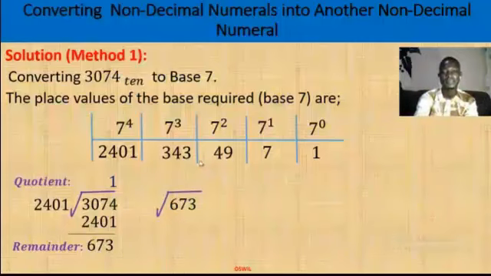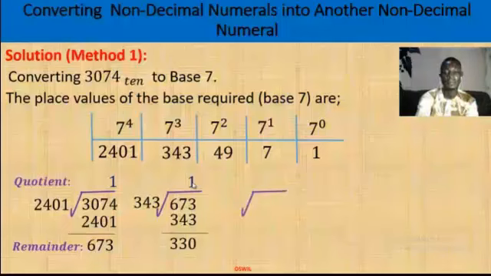Then the next base value to be considered is 343. So we write that one in front of the square root. 343 goes into 673 once. 343 times 1 will give us 343. When we subtract 343 from 673, we get 330. Now we draw our root sign again. Then we pick the remainder, which is 330, and write it inside the square root.